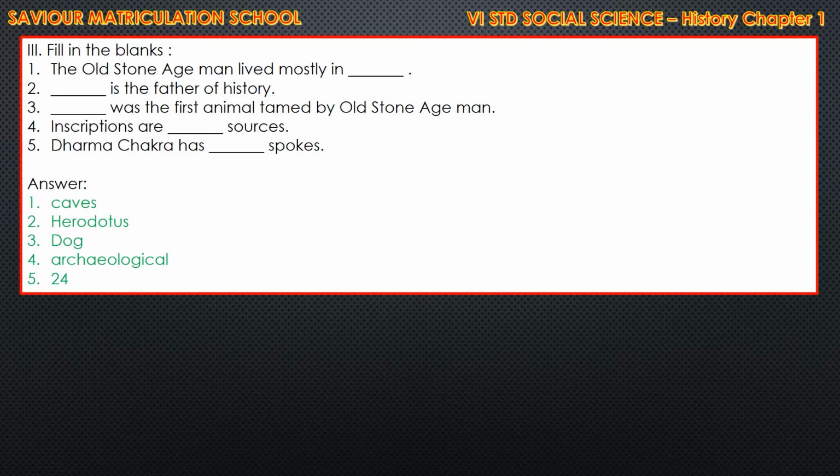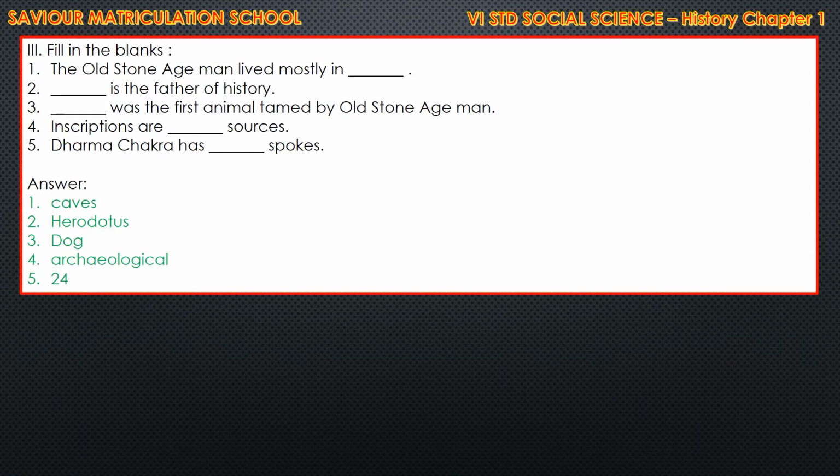And next we'll pass on to the fill in the blanks. That is Roman letter 3. It is on page number 116. There are 5 fill in the blanks. One by one I'll read out. The old Stone Age man lived mostly in dash. Where did they live? Yes, very good. Caves. The answer is caves.